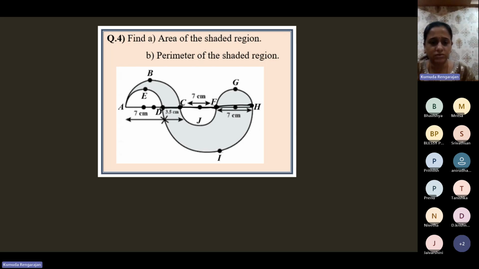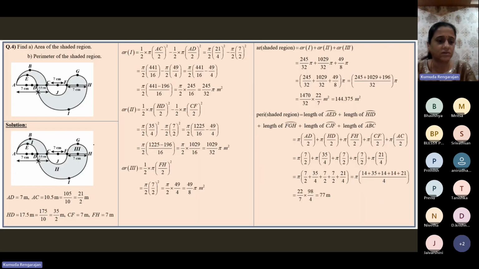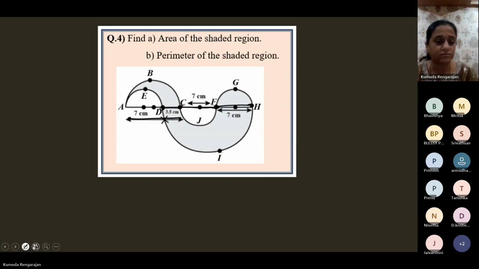Oh, it's marked 7 from here to here. Let me just check that. AC is 7? No, AC is not 7. Okay, let me tell you. See here, AD is 7 centimeters. Then DC is 3.5. CF is 7, and FH is 7.